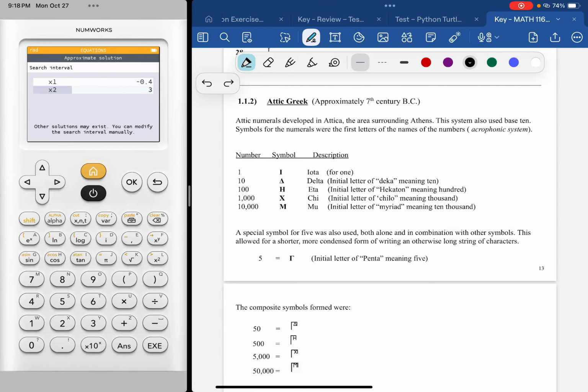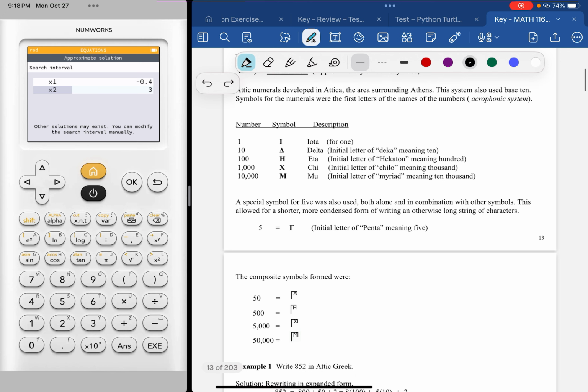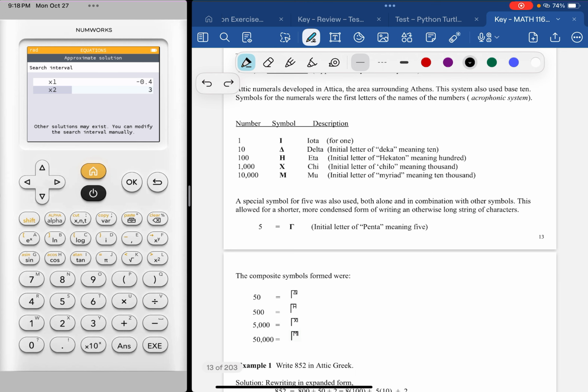So similar to the Egyptian numerical system, the Attic numerals developed in Attica, the area surrounding Athens, also base 10. All right. So you have iota for one, delta, eta, chi, and mu. All right.